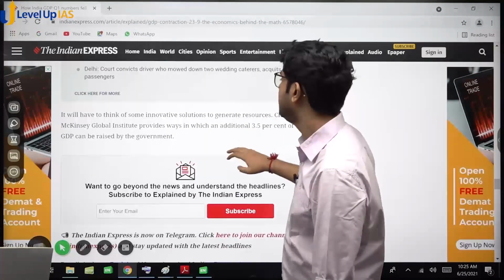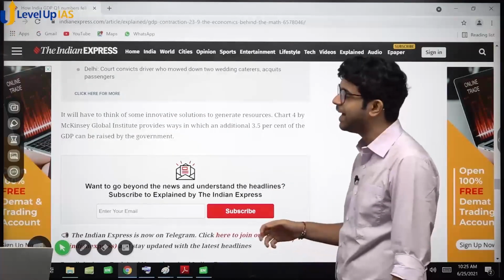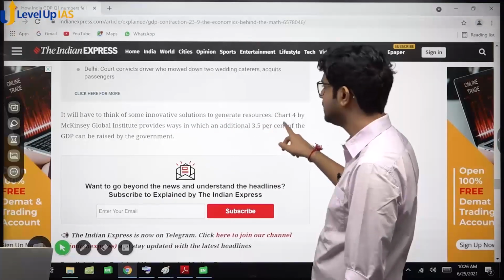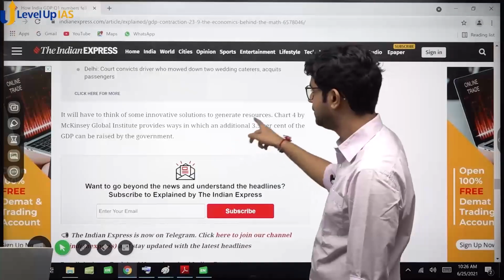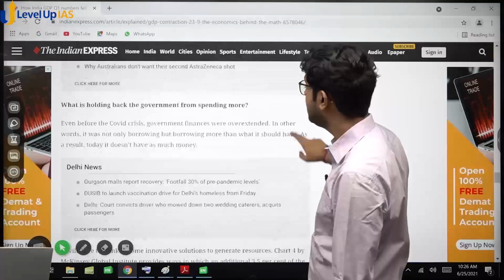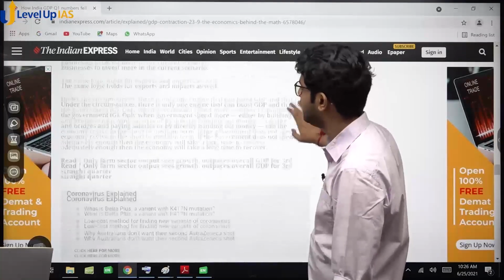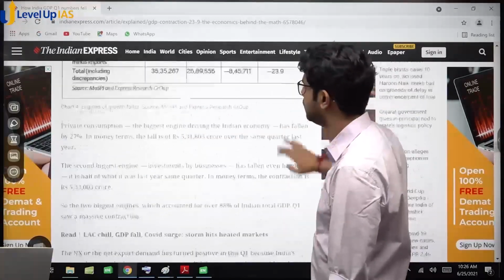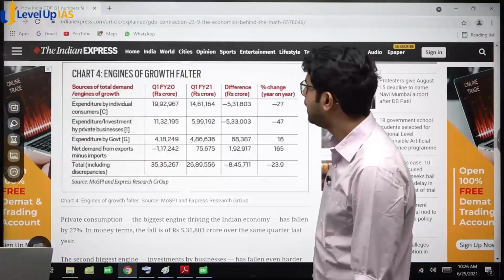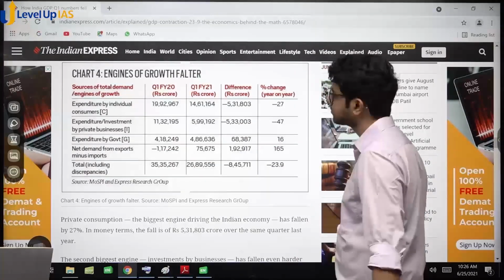It will have to think of some innovative solutions to generate resources. UPSC will ask, what are these innovative solutions? UPSC starts when this ends. Chart 4 provides ways in which. Chart 4 kya hai? We'll see the chart 4. McKinsey is a big consulting firm, McKinsey Global Institute. They have provided some innovative ways. We should also see those innovative ways. Chart 4, engines of growth. But how to do it? That way, that they have not given. They have just given C plus I plus G. Anyways.